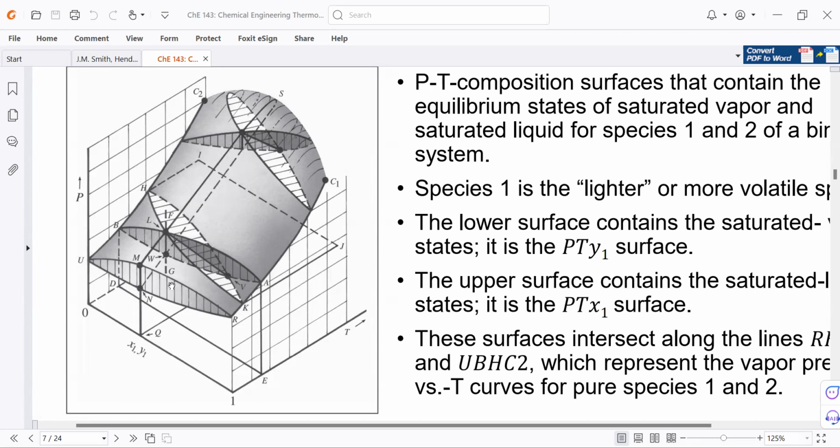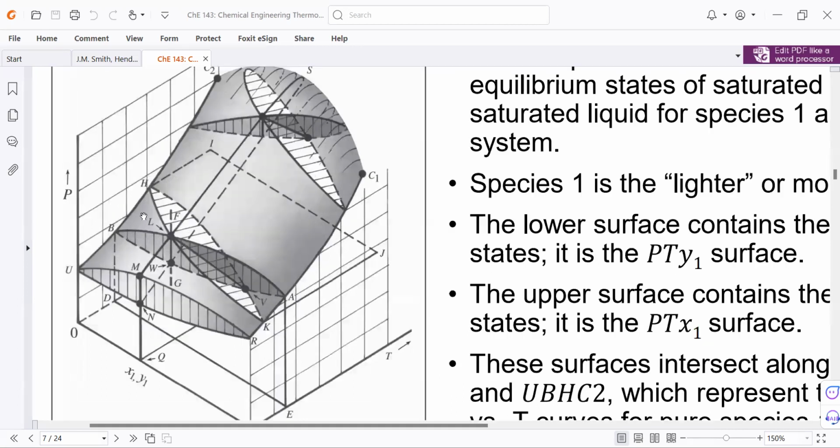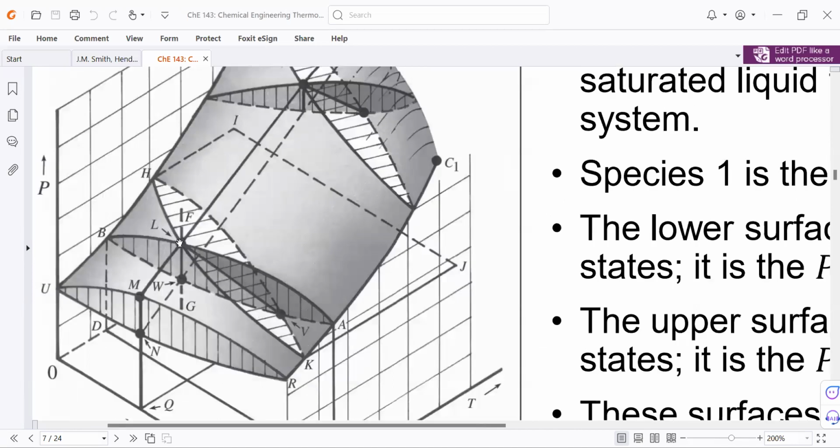So let's imagine we start from the subcooled region, and that is point F. Let's try to trace what happens. At point F, it's in the subcooled region, and we try to reduce the pressure. Let me zoom in. So this is point F. As we reduce the pressure at constant temperature and composition along this vertical line, what happens when we touch the upper surface?